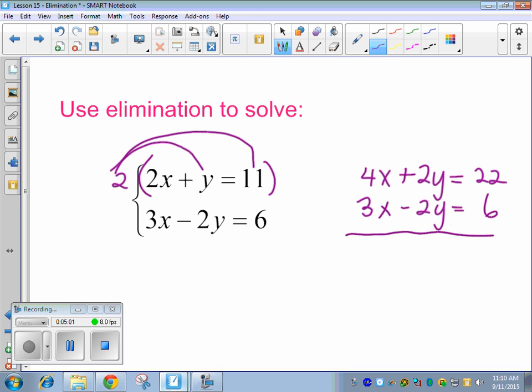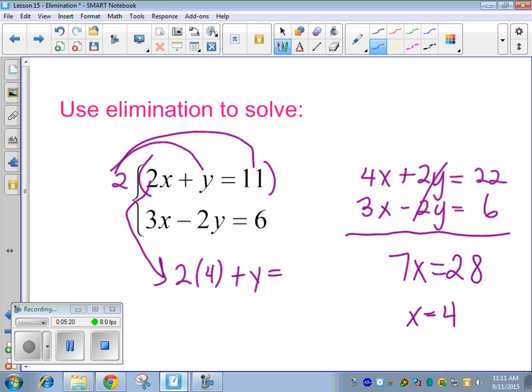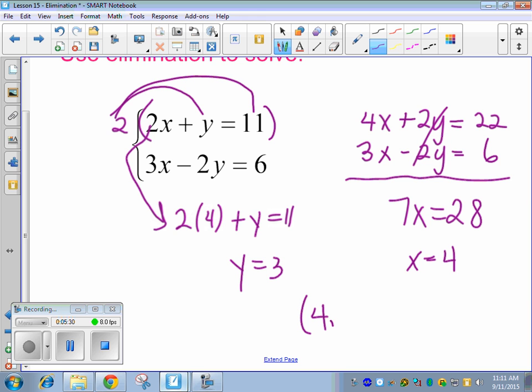Okay, so y's cancel. What do I get for my x's? Good, 7x. What do I get here? 28. Good, add down. Divide by 7, so x is equal to 4. Okay, go back. Probably this top first equation would be the easiest. 2 times 4 plus y equals 11. You can do that in your head. That'd be great. What do you get? 3. Okay, write it as a coordinate point, 4, 3, because that's where they cross on the graph. Okay, questions?